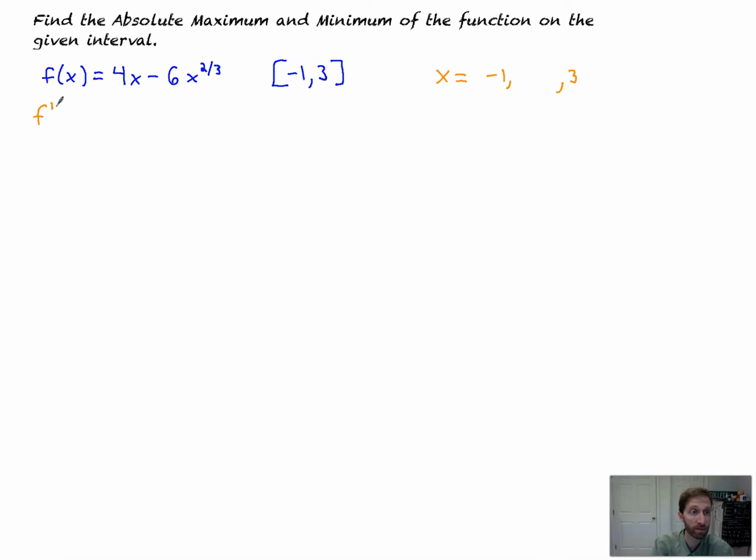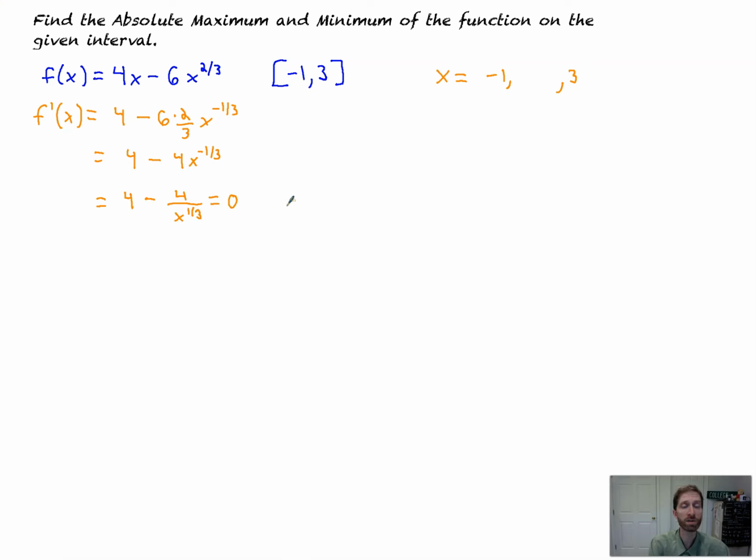So we take a derivative. F prime of x is equal to 4 minus, this is going to be 6 times 2/3, power rule, of course, x to the -1/3, which is equal to 4 minus, and this actually ends up being 4, right? 6 times 2 over 3, or 6 and 3 gives you 2, 4x to the -1/3. All right, before you set this equal to 0, I think a really important way to go about this is rewriting it so that the negative exponent is gone.